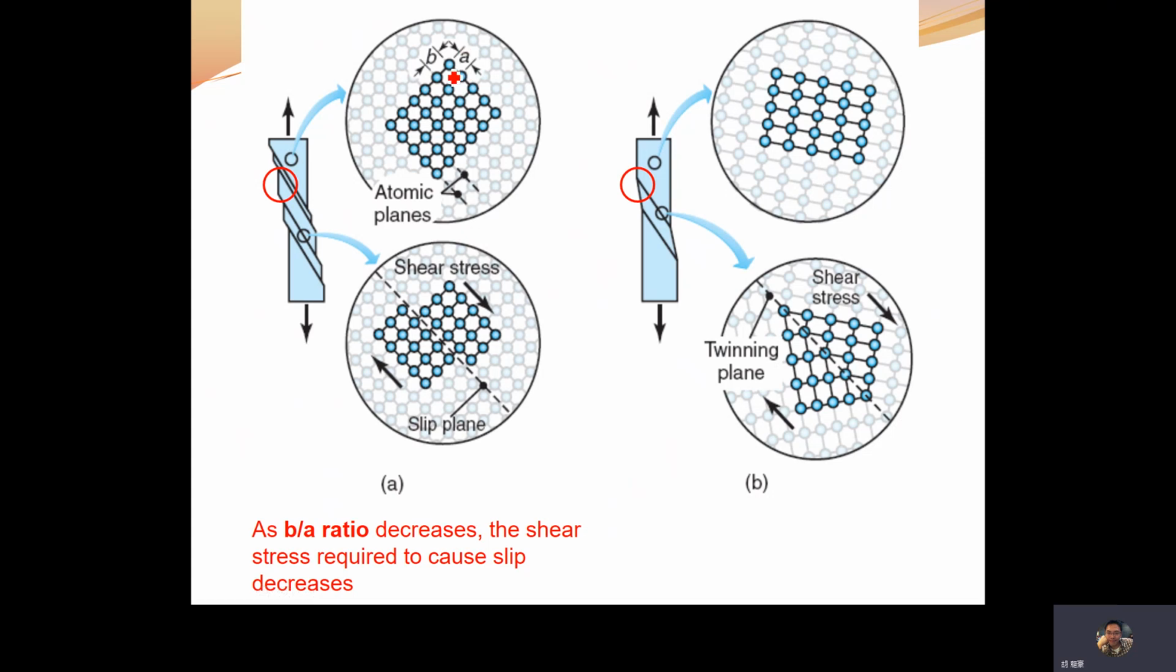Okay, so we can see this is the B, this is the A, and this is the slip plane. B is called the interplanar distance between the close-packed planes, and A is the lattice parameter. So as the ratio of B over A decreases, the shear stress required to cause a slip decreases.